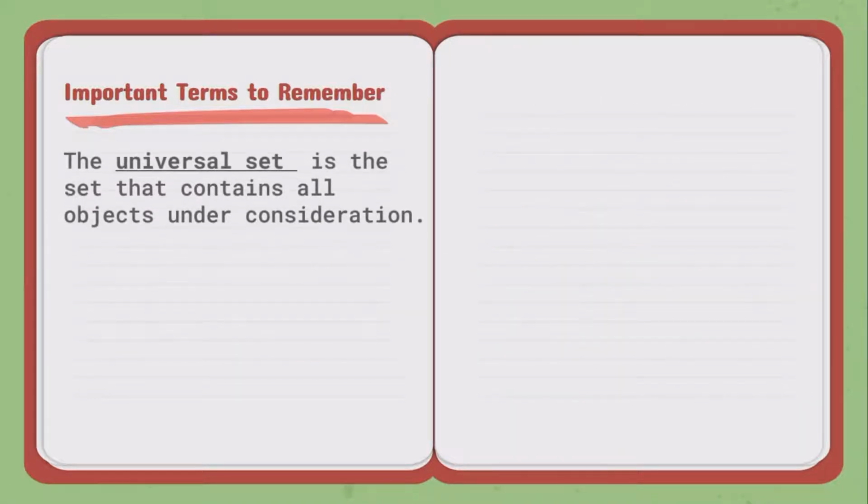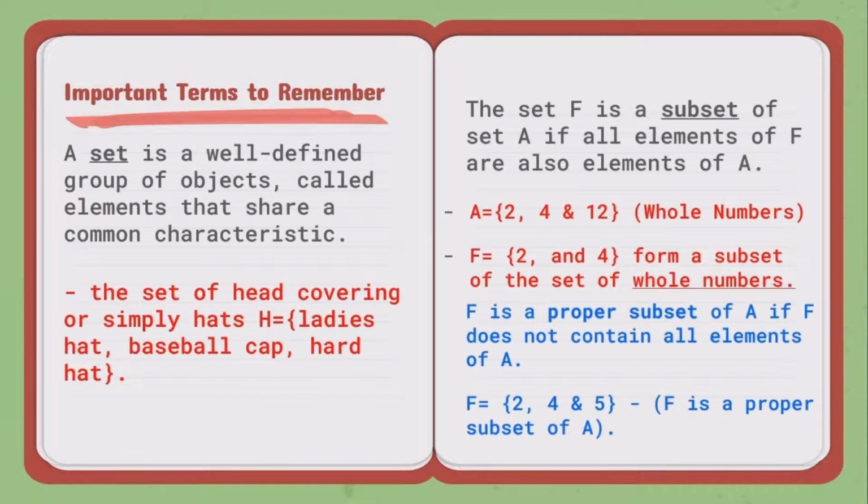Next, the universal set is the set that contains all objects under consideration. So, in our example here, we have this set A. This set A is our universal set, and we form a subset F in this set. So, set A is our universal set here. So, that is the universal set.